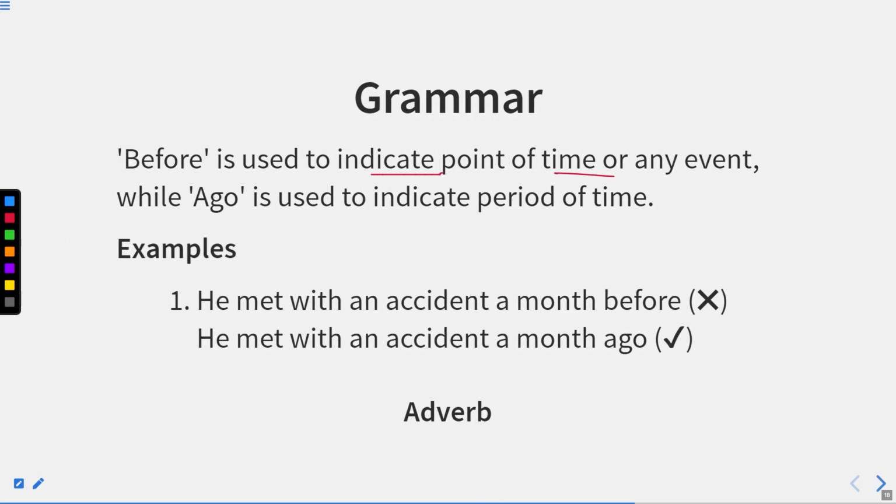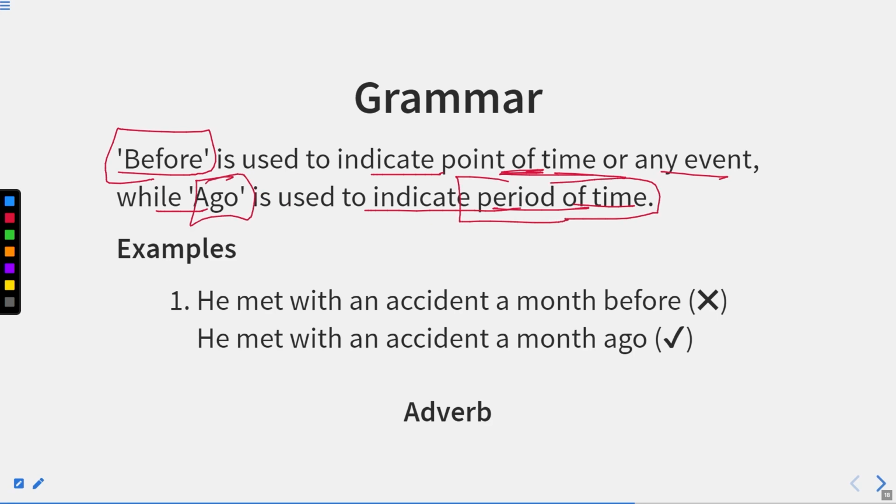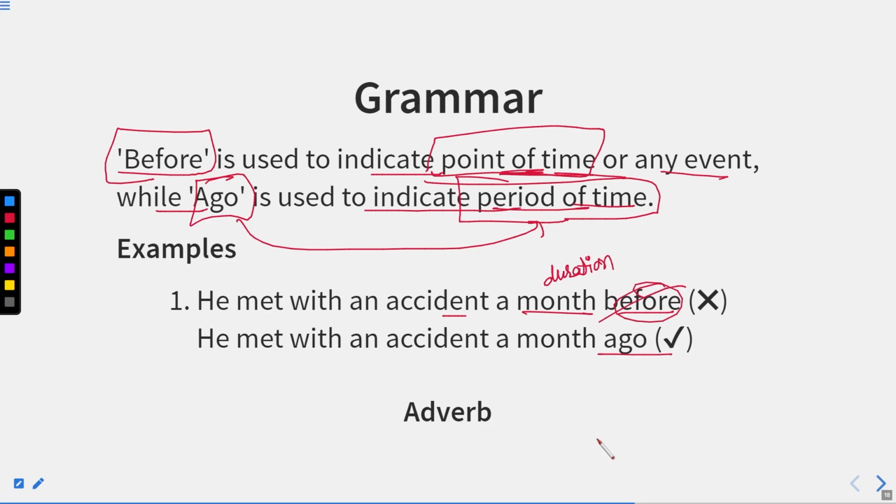Before is used to indicate a point of time or any event, while ago is used to indicate a period of time. Now, point of time and period of time are two different things. For point of time we use before, but for period of time, or the duration of time, we use ago. For example, he met with an accident a month before. Now, a month is a duration, so it is a period of time. So we cannot use before. It should be replaced with ago. He met with an accident a month ago.